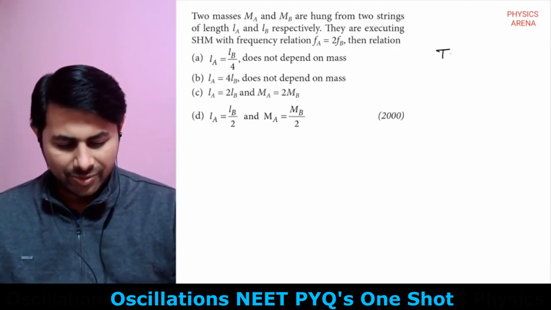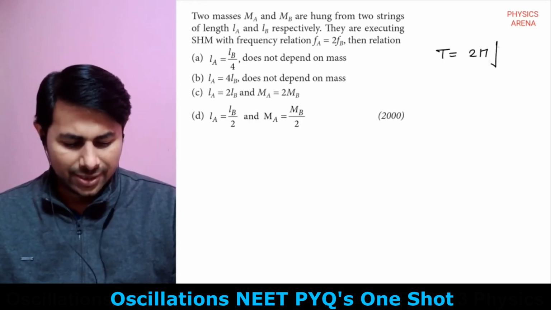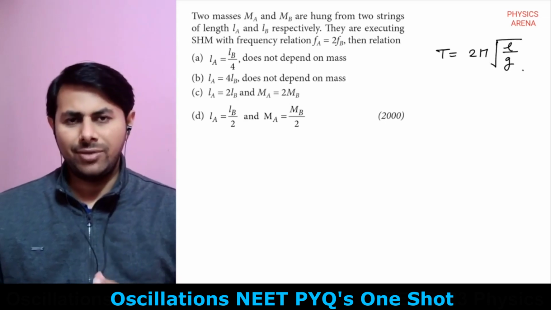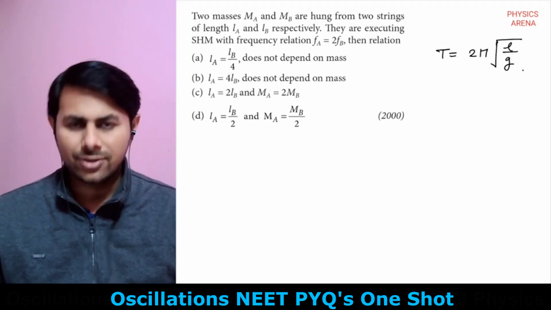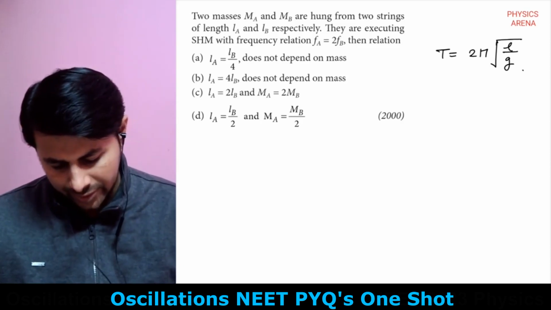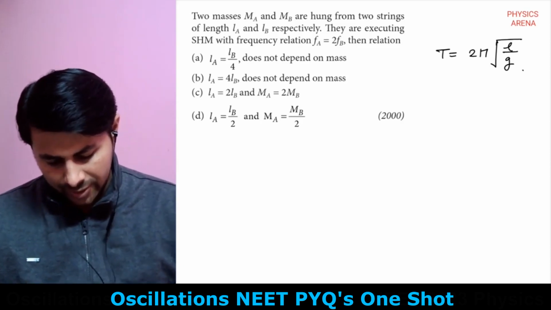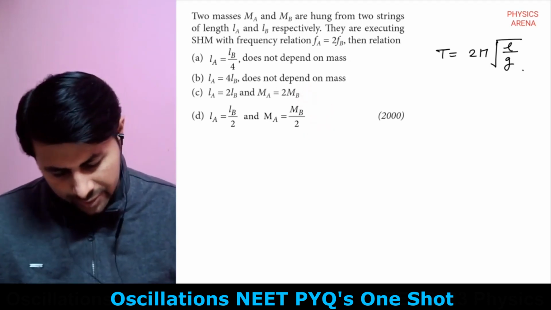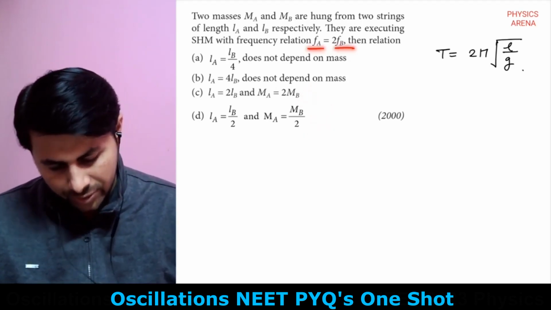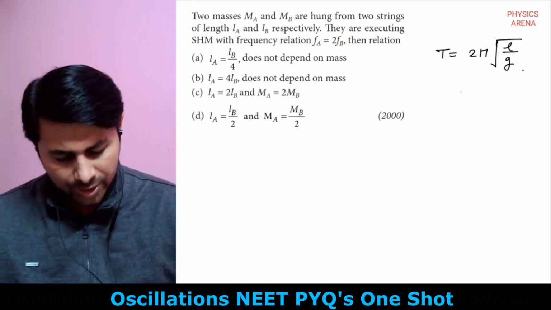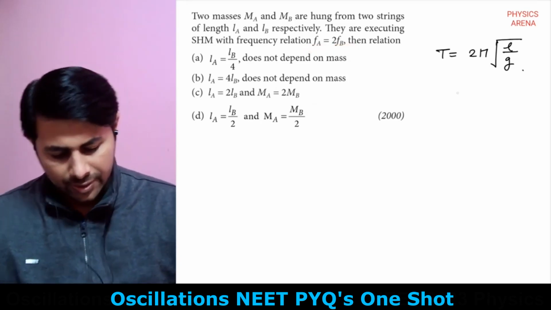Then the time period is given by what? 2 pi square root of L upon g, right? It does not depend on mass. Okay, it's not a spring, it's a string. So it does not depend on mass. So these two options are not relevant. So FA equals 2 FB. So time period is directly proportional to root of L, right?